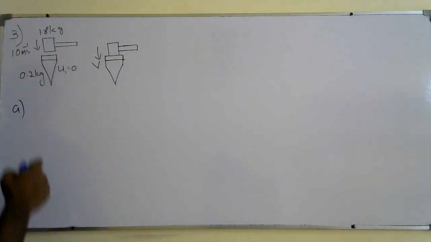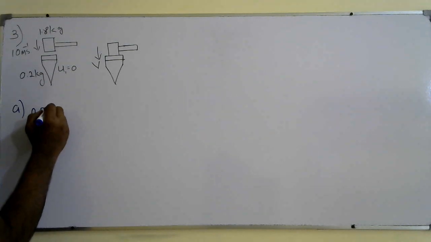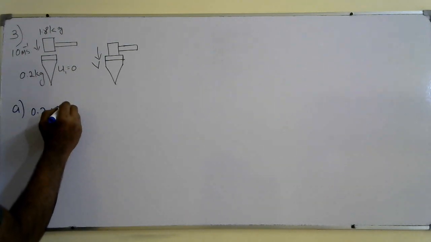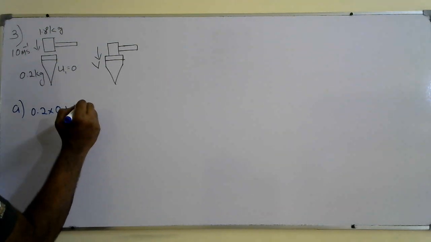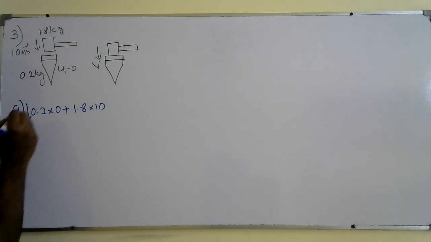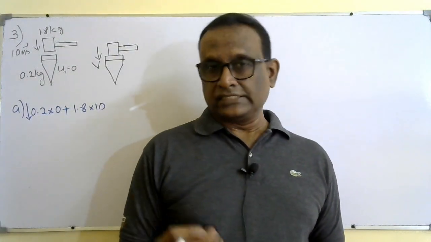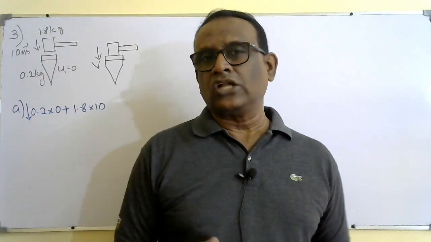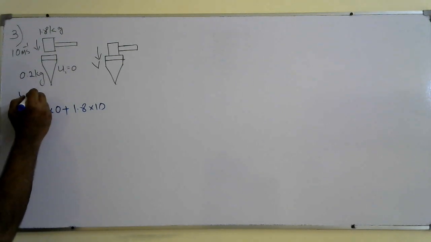So initial total momentum: mass of the tent peg, that is 0.2 into 0, it was at rest, plus mass of the hammer 1.8 into 10. I'm using the downward direction because both are going to move down after collision, and before collision the hammer is also moving down. So I'll use the law of conservation of momentum downwards. Better write law of conservation of momentum.